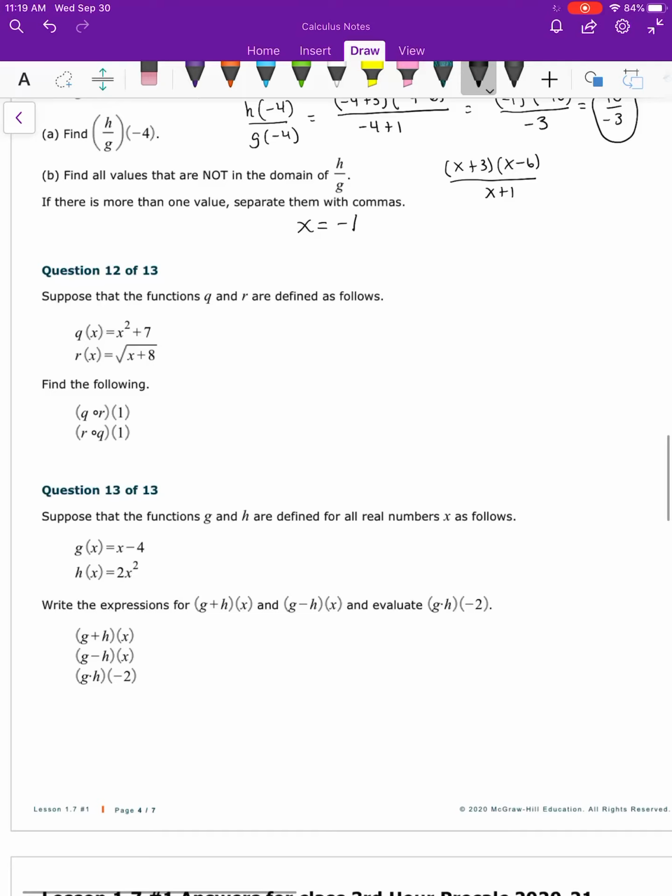And then question 12, suppose that the functions q and r are defined as follows. Find the following. Q composition r of 1. So you could do Q of R of 1 if you wanted to. And so I could find R of 1, okay? So my R of 1 is the square root of 1 plus 8, square root of 9, 3, and then find Q of 3. And Q of 3 would be 3 squared plus 7, 9 plus 7, 16.